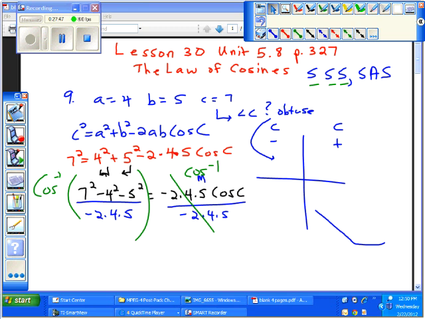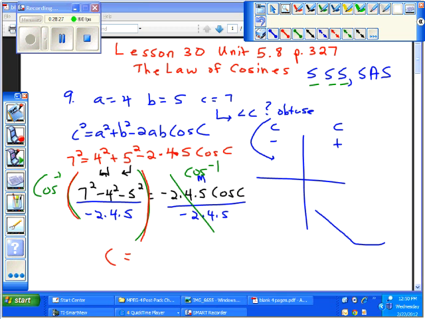Now, let's just go ahead and get that number right there just so we can see what it is. This stuff in here, somebody give me what's in the parenthesis answer just so I can talk quadrants again. 7 squared is 49 minus 16 is 33 minus 25 is 8. 8 over negative 40, negative 2/17.